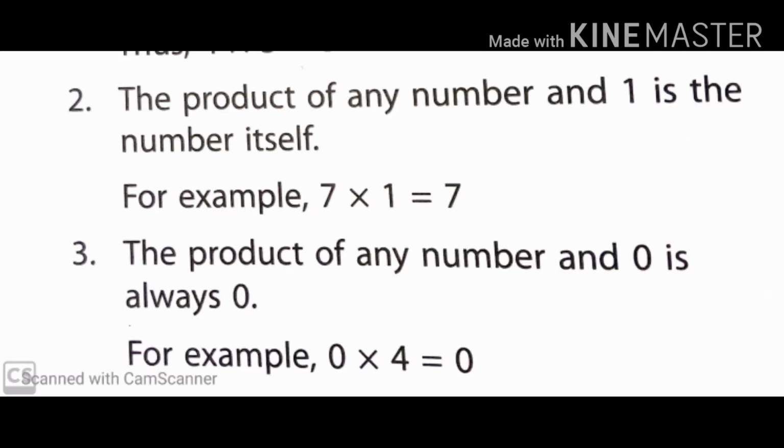Second, multiplicative identity property. That means the product of any number and 1 is the number itself. For example, 7 into 1 equals 7.